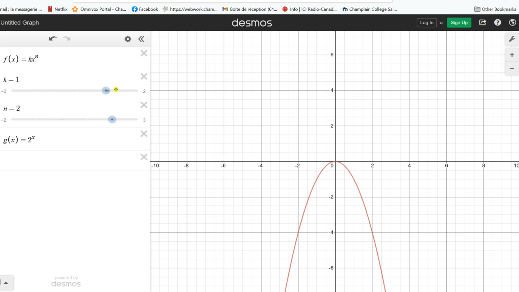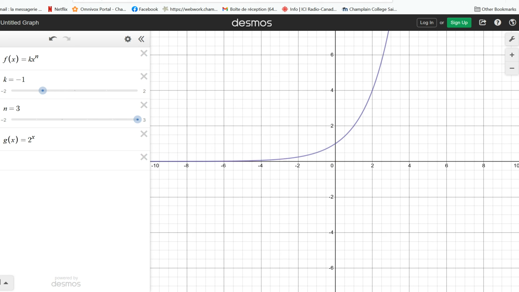I could go back and set k to 1 and n to 3. So now it's the cubic function. Once again, if I change k to negative 1, we're just flipping around the graph of the cubic function about the x-axis. A function that's not a power function would be a function like 2 to the x.